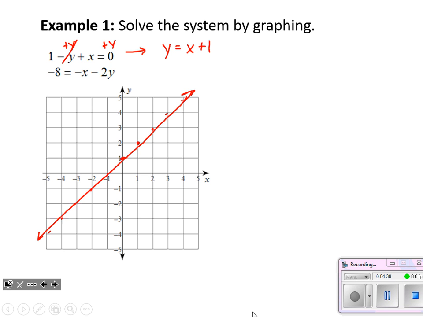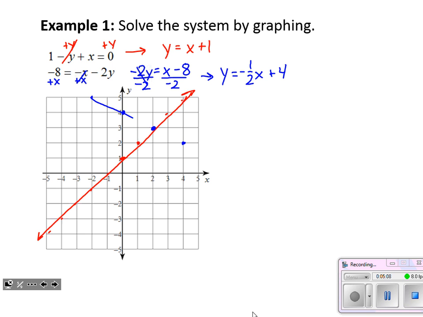For the second equation, I'm going to start by adding x to both sides. Then I have negative 2y equals x minus 8, and I divide both sides by negative 2. Finish solving for y. I find y equals x divided by negative 2, I'm going to call that negative 1/2 x, negative 8 divided by negative 2, plus 4. I'll go up to my plus 4, count off my rise over run, sloping down to the right gradually, down 1, right 2.